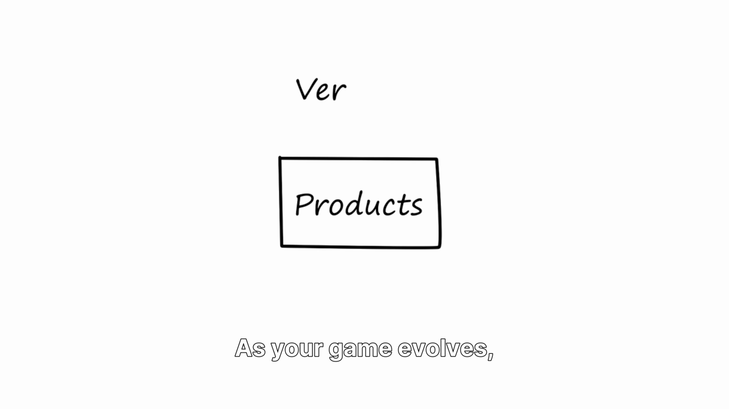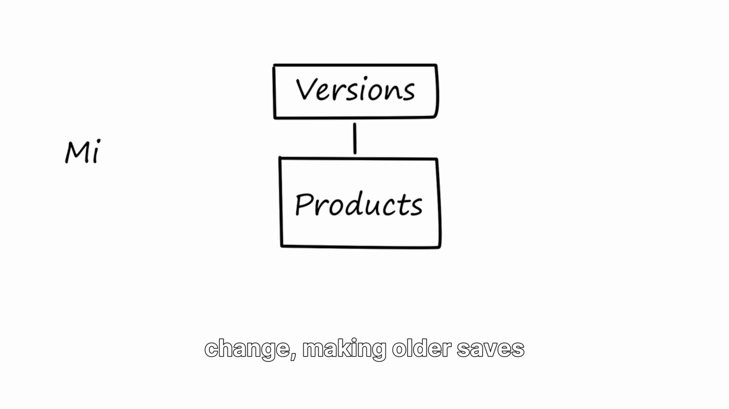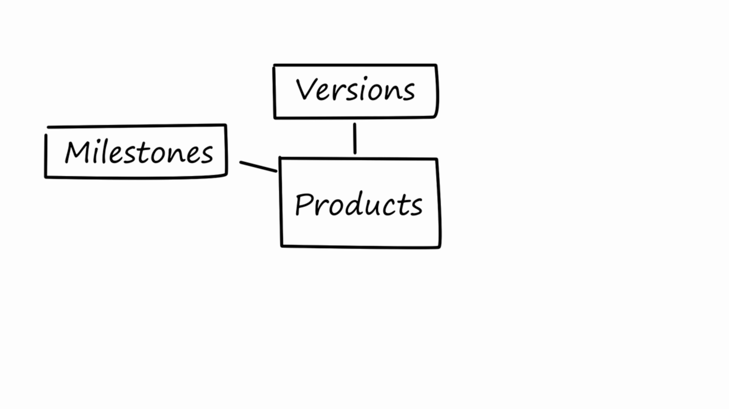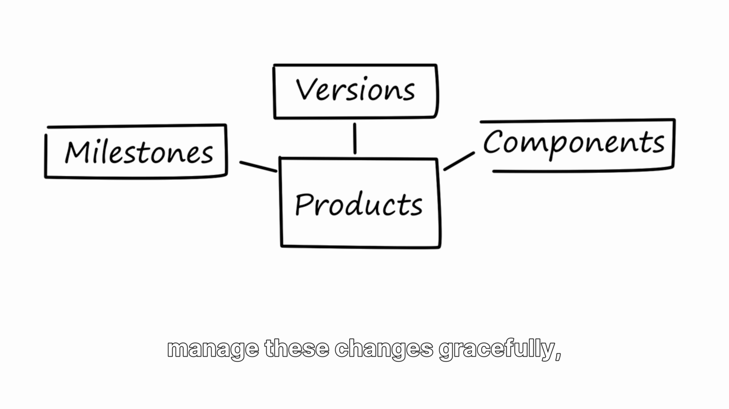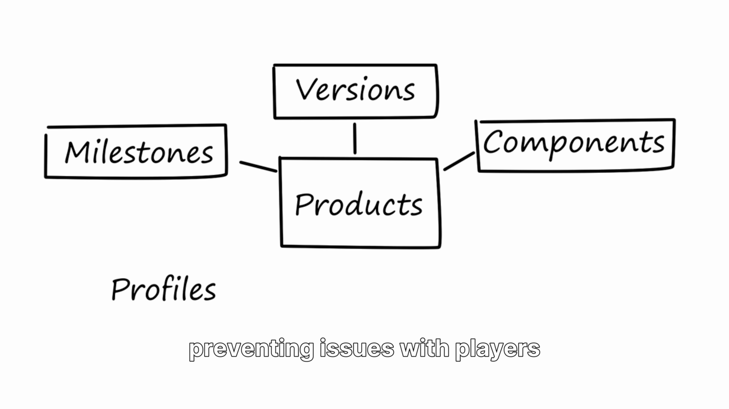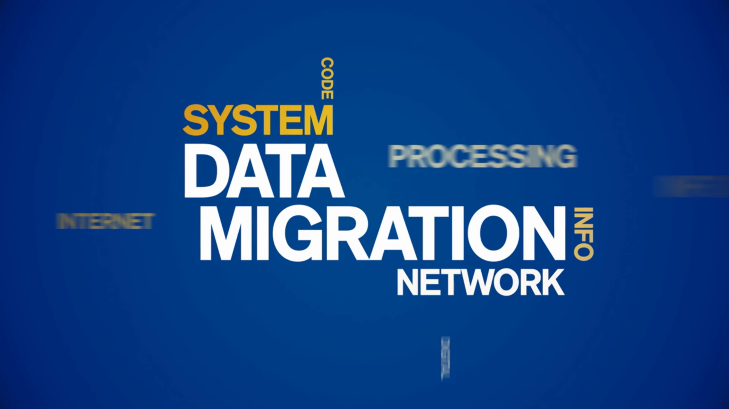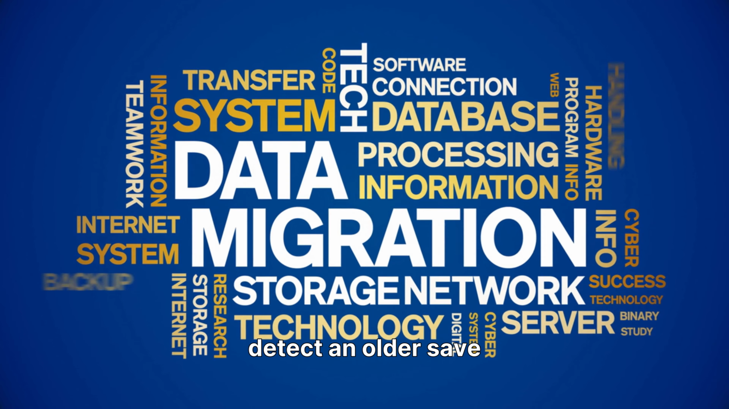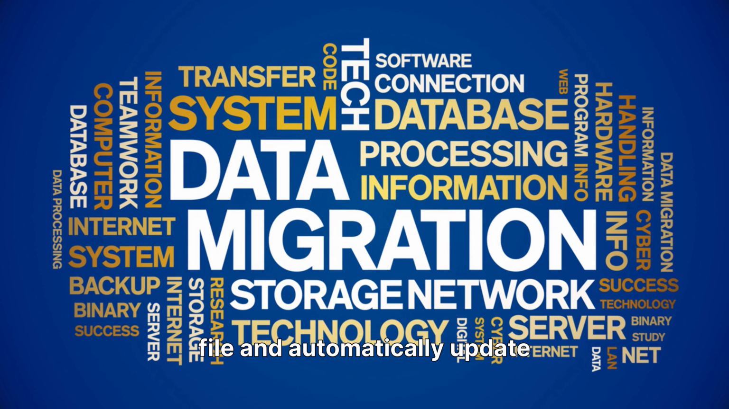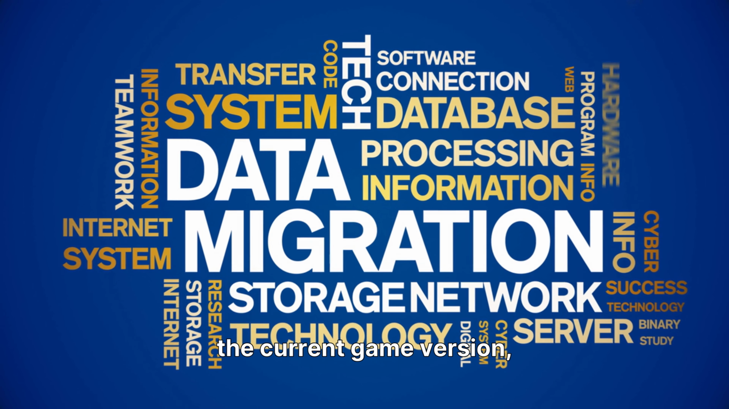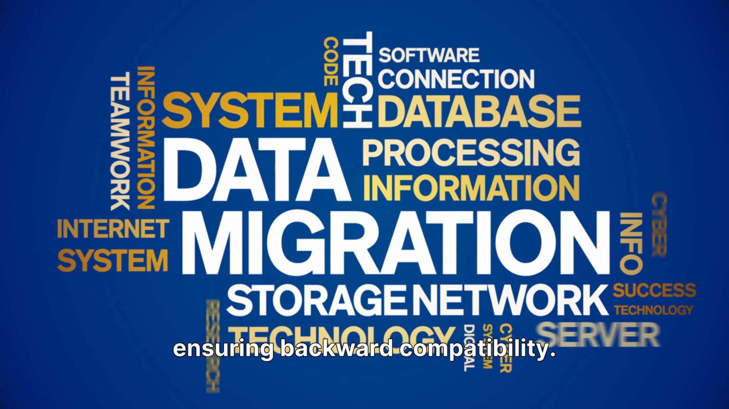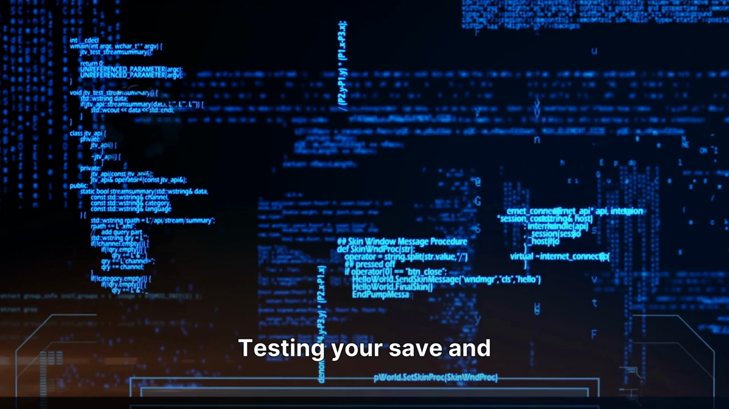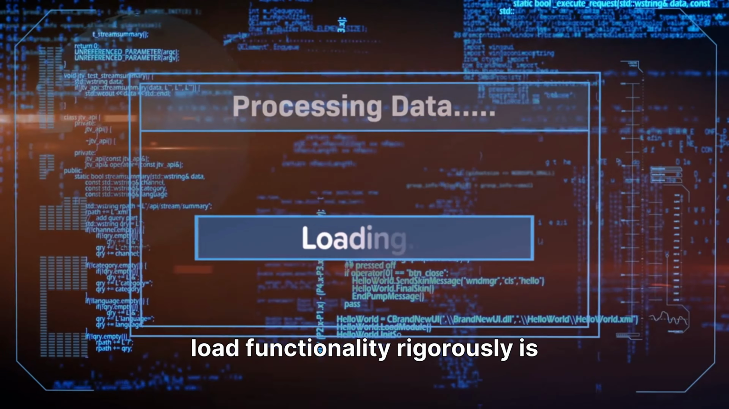Another tip is to version your save files. As your game evolves, your data structure might change, making older saves incompatible. Versioning allows you to manage these changes gracefully, preventing issues with players who have older save data. Including a version number in your save data allows you to write migration logic for older save files. This means you can detect an older save file and automatically update its structure to match the current game version, ensuring backward compatibility.